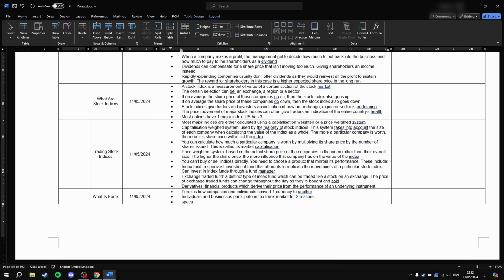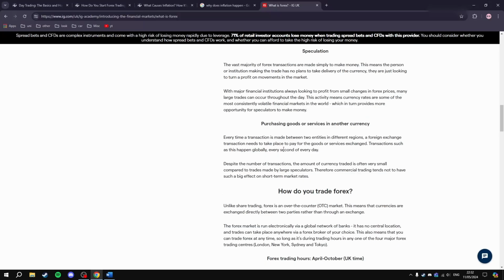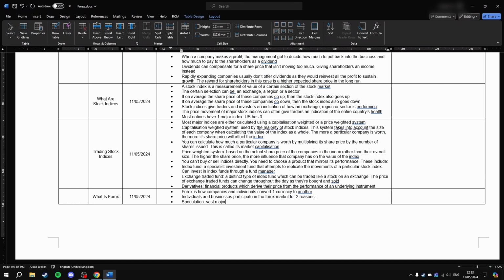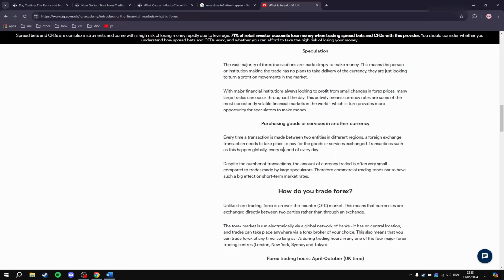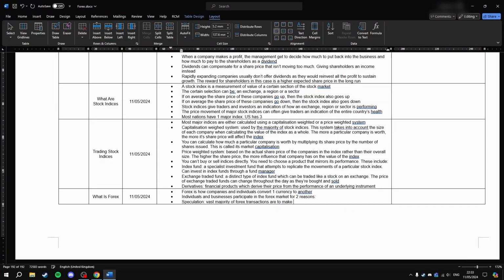Speculation. The vast majority of Forex transactions are made simply to make money. This means the person or institution making the trade has no plans to take delivery of the currency. They're just looking to turn a profit on movements in the market.